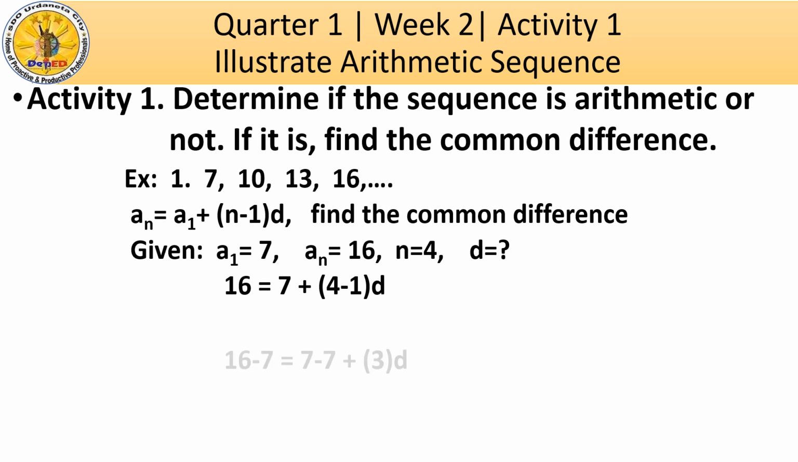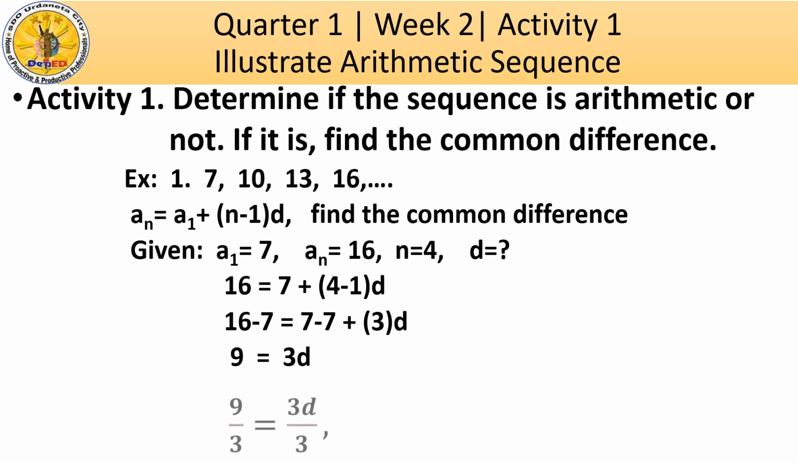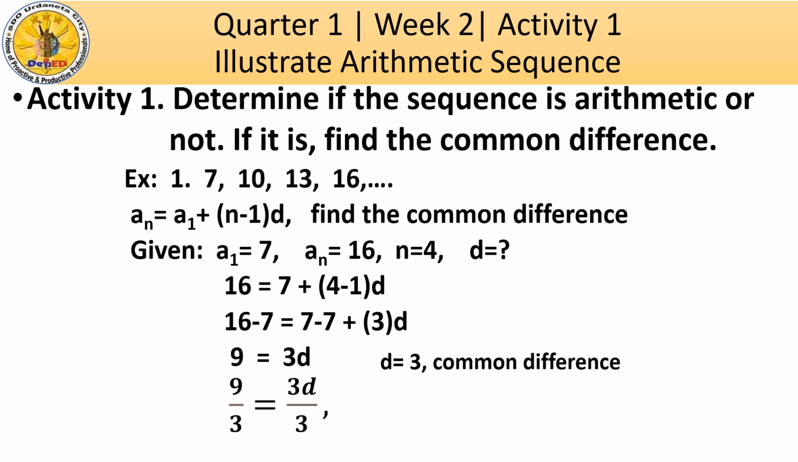So whatever you do from the left side of the equation, you must do it from the right side of the equation. So 16 minus 7 is equal to 7 minus 7 plus the quantity 3 times d. So we have 9 is equal to 3d. Dividing both sides by 3, you have the common difference is equal to 3. It is an arithmetic sequence.